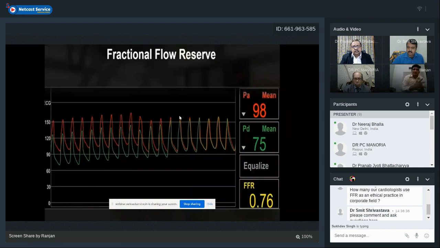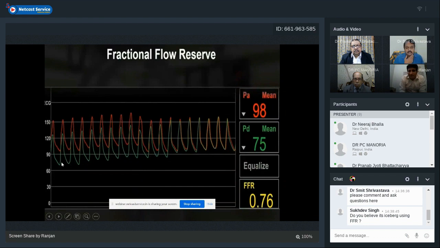Now let's look at this screen. In this screen, we see two pressures. The red pressure is the aortic pressure and the green pressure is the distal pressure. So you have PA and you have PD, and whenever you press FFR, the machine actually searches for maximal hyperemia, and it would pick up probably this area which has the lowest pressure, and then it would give the ratio.